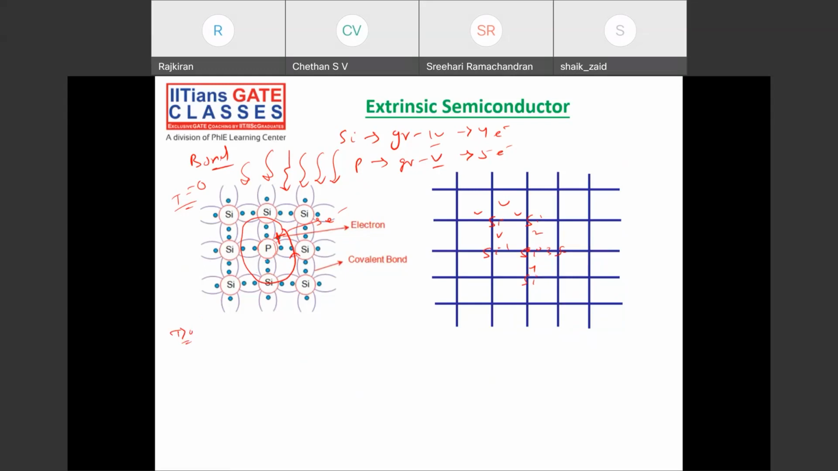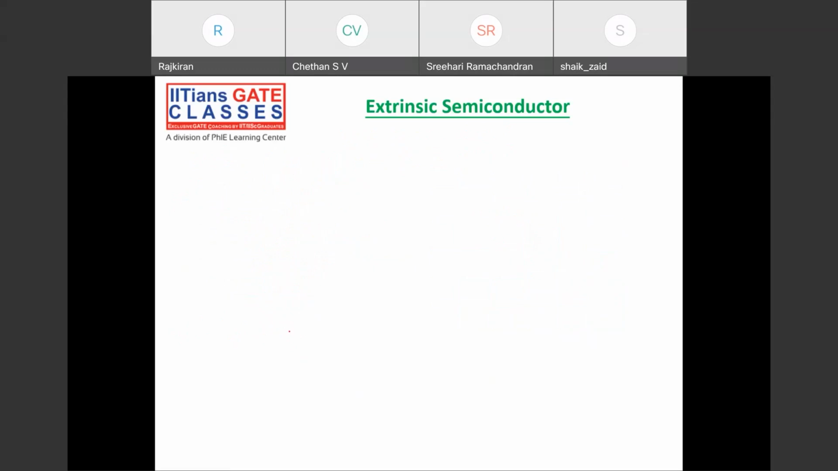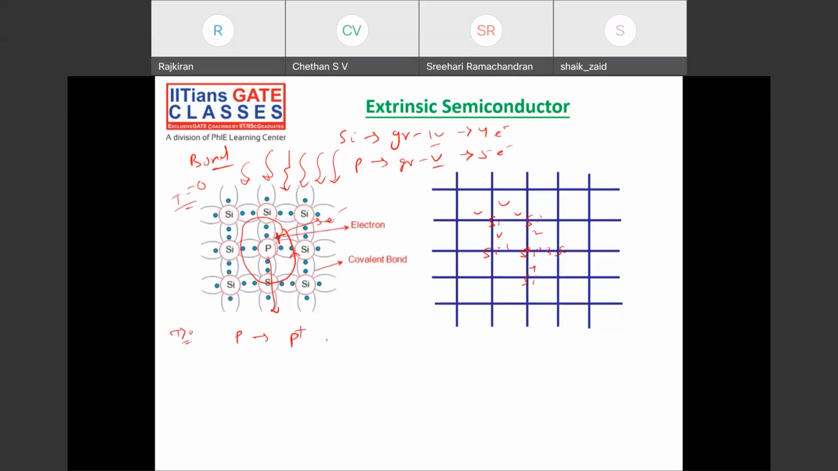So at T equal to 0, all the phosphorus atoms will have 1 electron revolving around them. If T is a little bit greater than 0, with very small energy the electron will be liberated and the phosphorus will become positively charged. At T greater than 0, P becomes P plus: the phosphorus gives 1 electron and becomes positively charged.